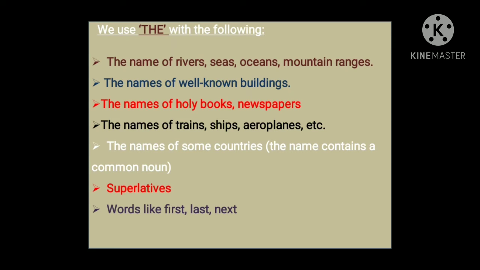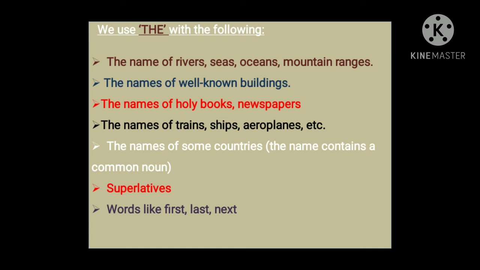Alright, now we will understand where we use the. There are certain things that you need to remember always. We use the in the following scenarios. The names of rivers: the Ganga, the Saraswati. So in front of the names of rivers, seas, oceans, mountain ranges, we use the. For example, the Ganga, the Saraswati, the Alps, the Arabian Ocean.